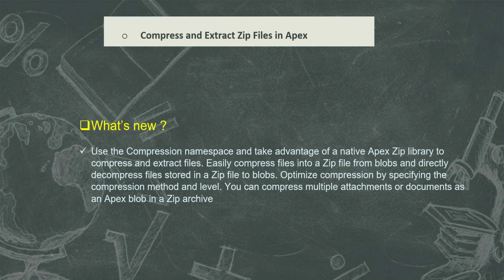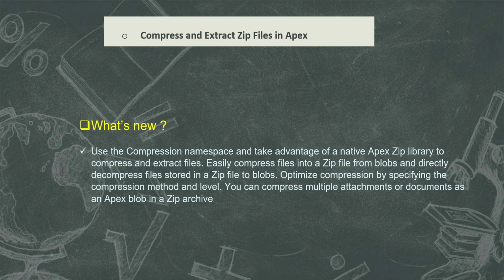So third one is compress and extract zip files in Apex. So what's new in this? Use the compression namespace and take advantage of a native Apex zip library to compress and extract files. Easily compress files into a zip file from blobs and directly decompress files stored in a zip file to blob. Optimize compression by specifying the compression method and level.